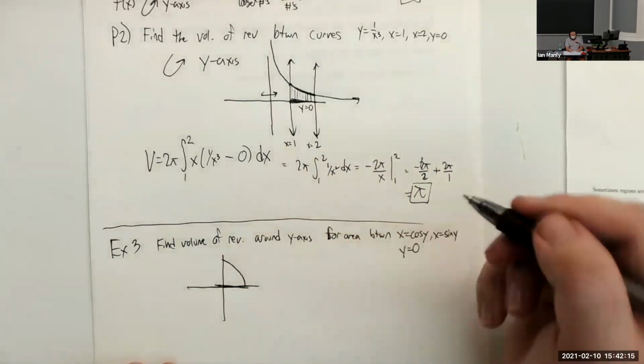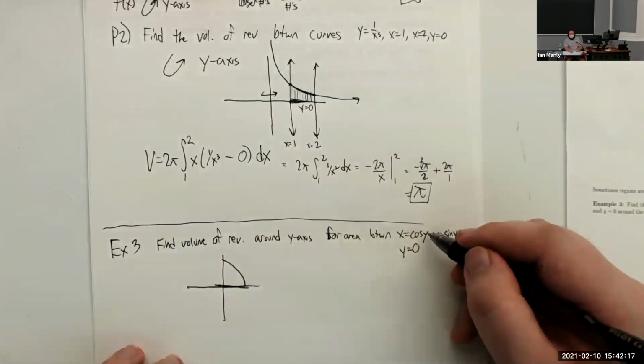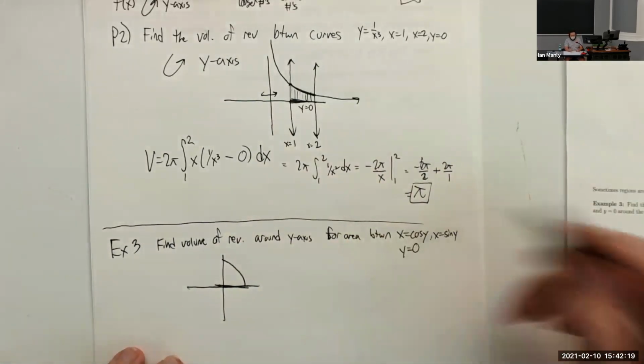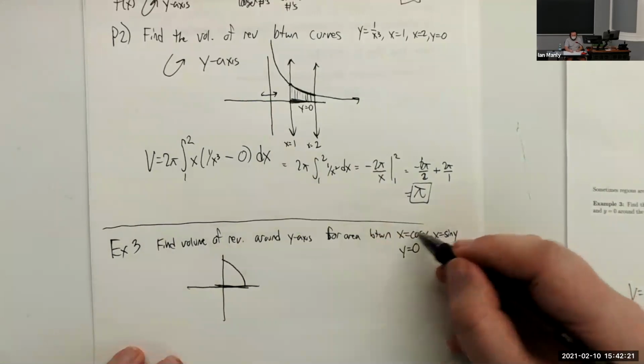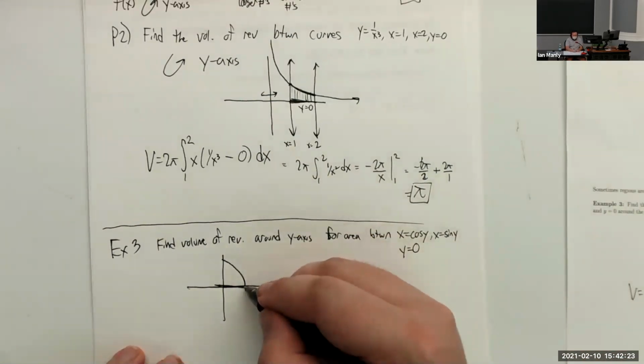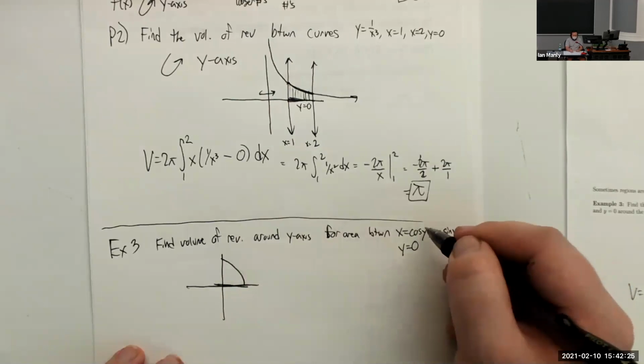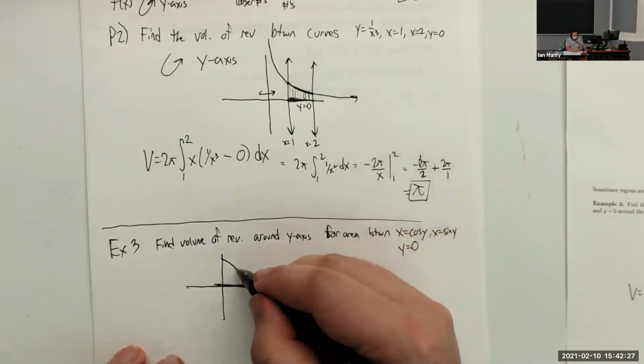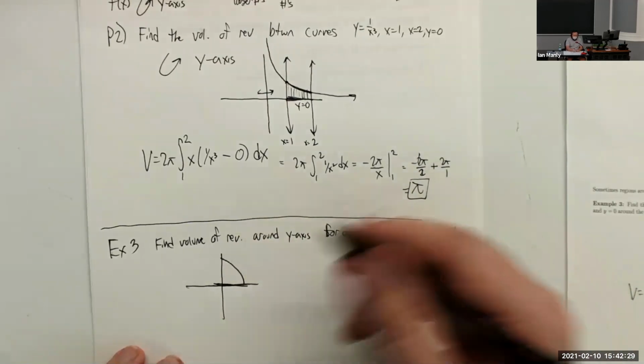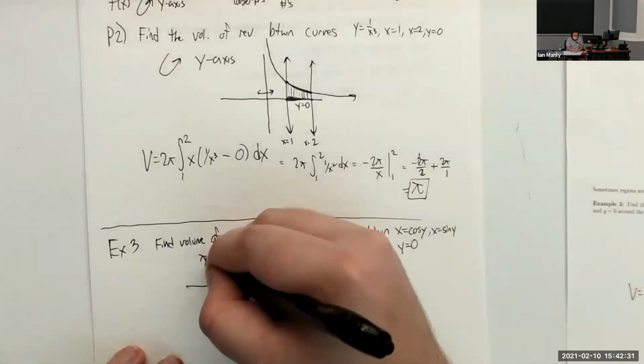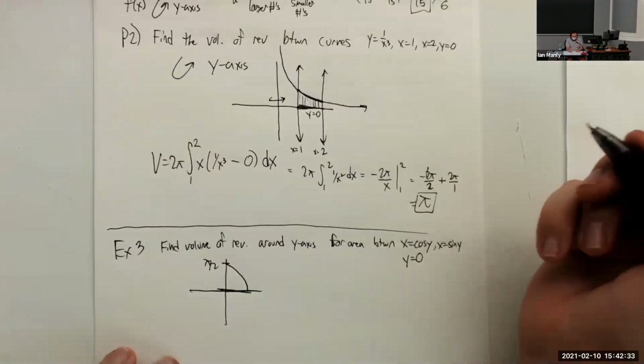And if you're unsure what this looks like, you could plug in a few different y values and see what the x values are. So for example, if I put in y equals 0, I end up getting x equals 1. If I put in, say, y is pi over 4, I get x is root 2 over 2, which is smaller. And if I put in y is pi over 2, I get cosine of pi over 2, which is 0.